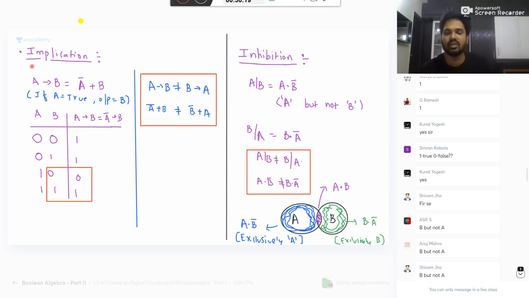Can I move further? Someone has asked another doubt: what is the meaning of implication? If A implies B, it means if A is true, the output is the same as B. Saurav, here we don't have minus. In sets and relations you might be using minus and so on, but here the notations change. Intersection here is the dot operation, and union here is the plus operation.